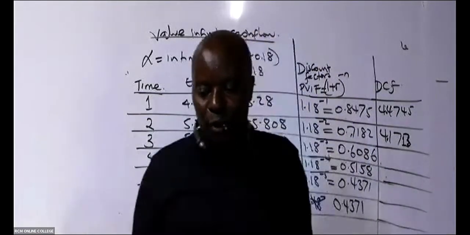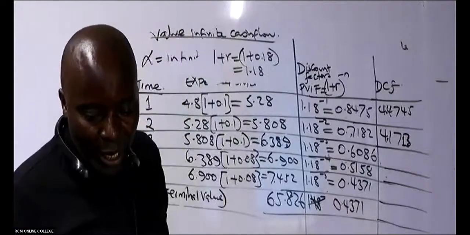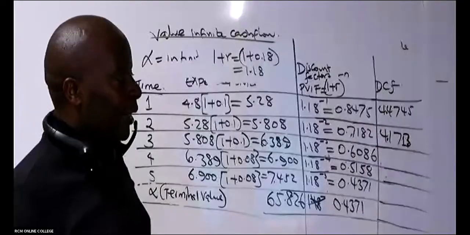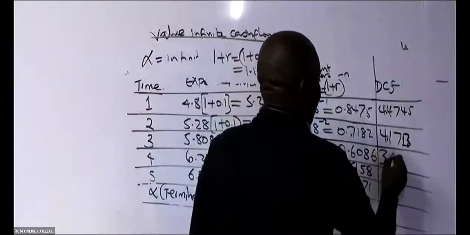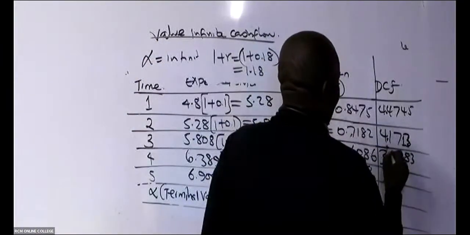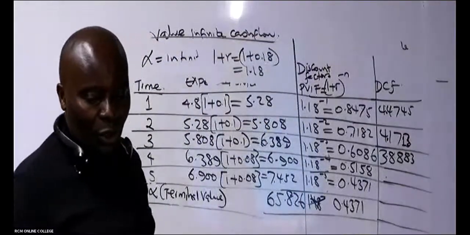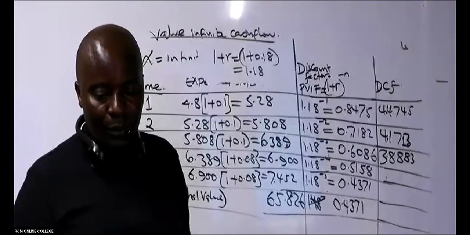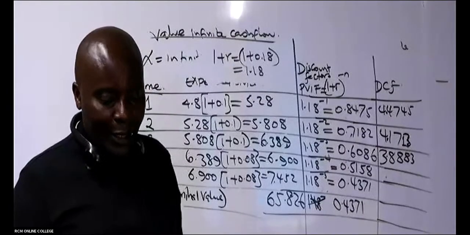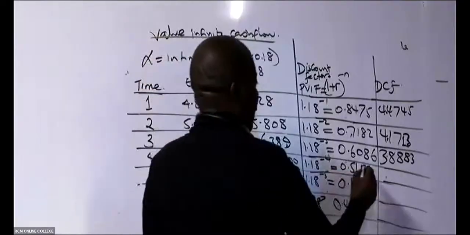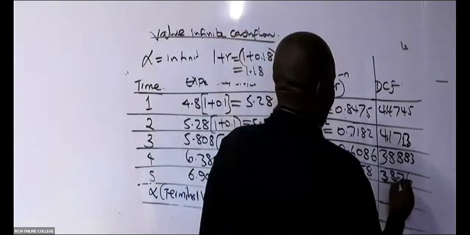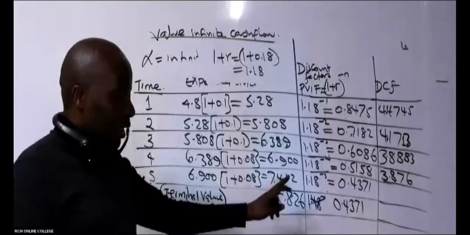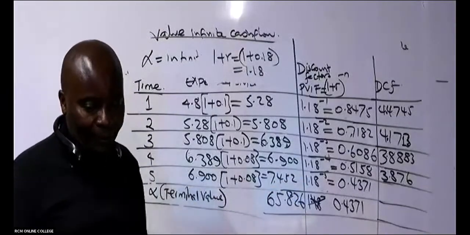Okay. So the second last, ladies and gentlemen, what do we have there? 38,883. Thank you so much. $38.76, I'm told. Thank you so much. Then 74.52 times 0.4371.